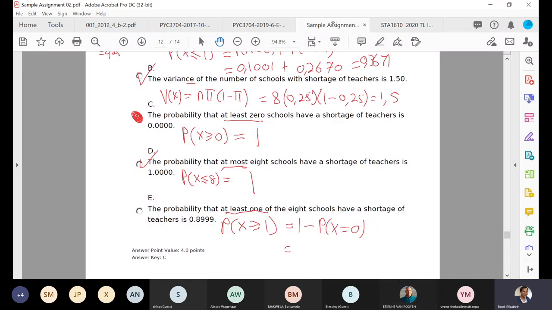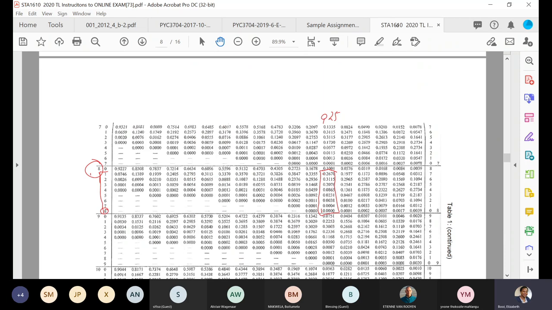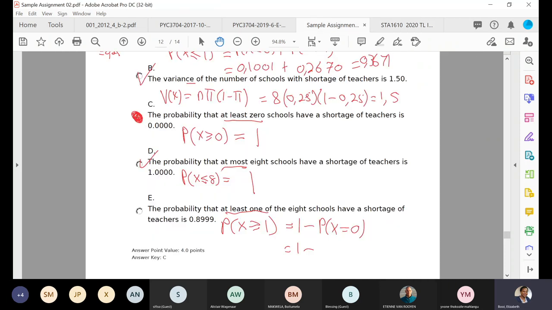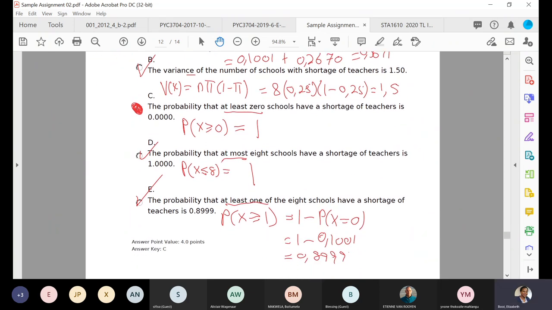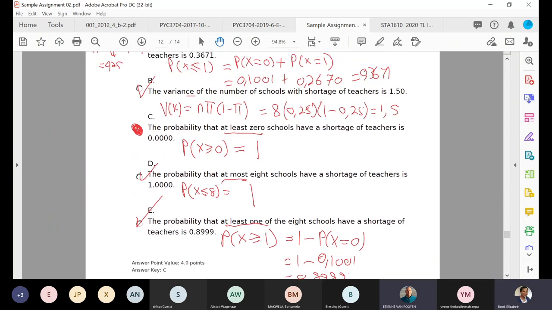Or alternatively, you can just say 1 minus whatever is remaining, which is only 1, 0, 1001. That will give you at least 1, which is equal to 0.89999. I think I even added many nines, which means that is also correct. Happy? Yep.